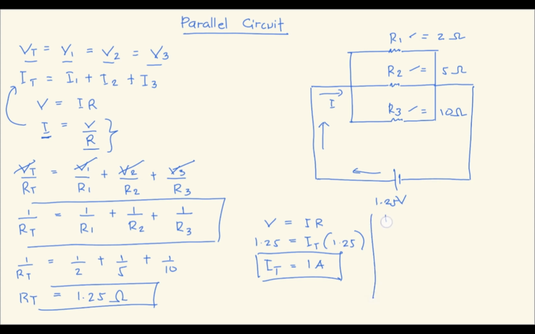Okay, so that I1 is equal to V divided by R. So for 1, the voltage is 1.25. It's the same throughout the total system as well as in the individual components. It's 1.25 volts divided by the resistance at 1, which is 2. This is equal to 0.625 amperes.